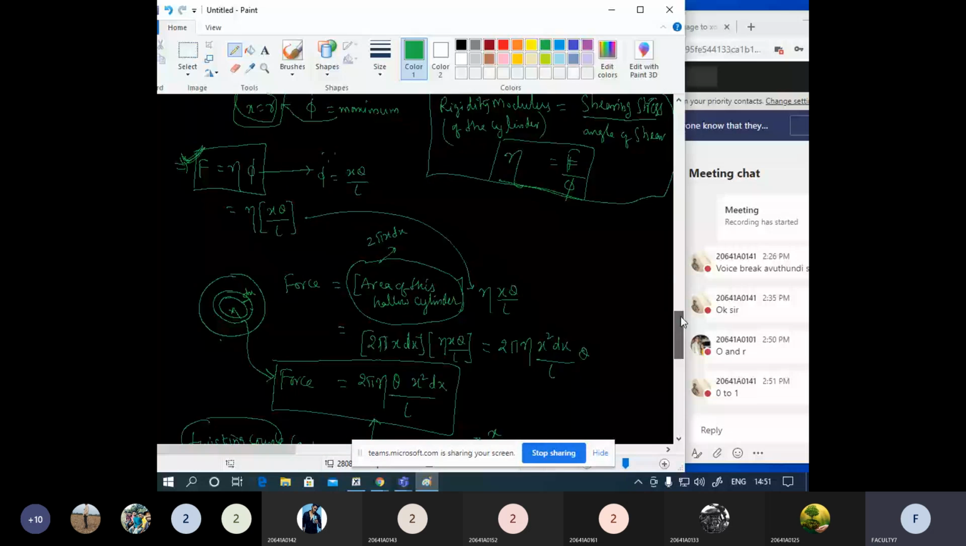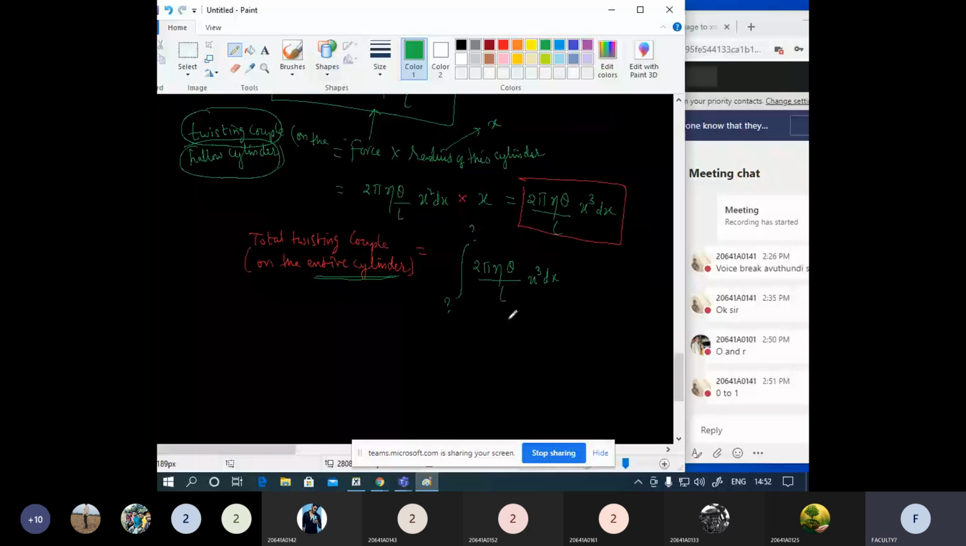Now here you will get this as 0, and this as r. You remove this. So these are the limits. Now go with the integration. You can take out this pi eta theta by L. Now here you are going to get x power 4 by 4, and here the limit is 0 to r.